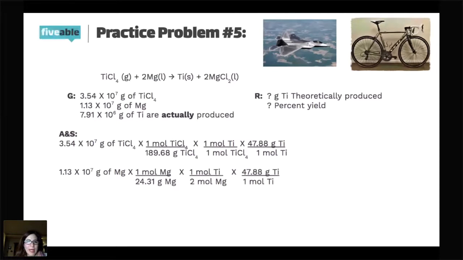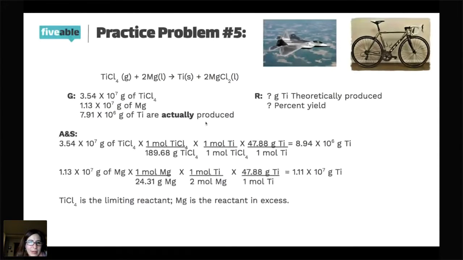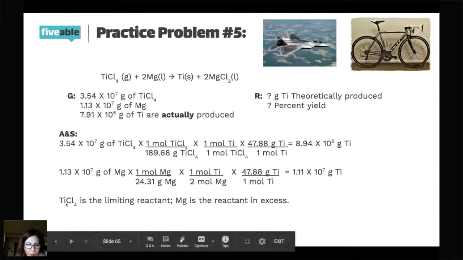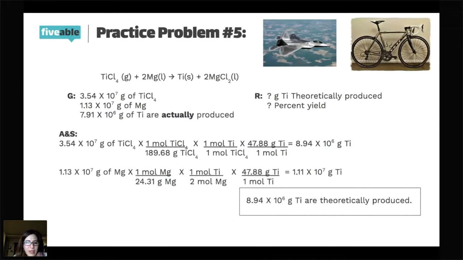And then how do we analyze this problem? We choose the one that gives us the lesser amount of product. So by doing this, the lesser amount of product is given by titanium 4 chloride. So we got to the same conclusion of the limiting reactant and the excess, and we have to choose the grams that are the less from both processes. Any questions from here?